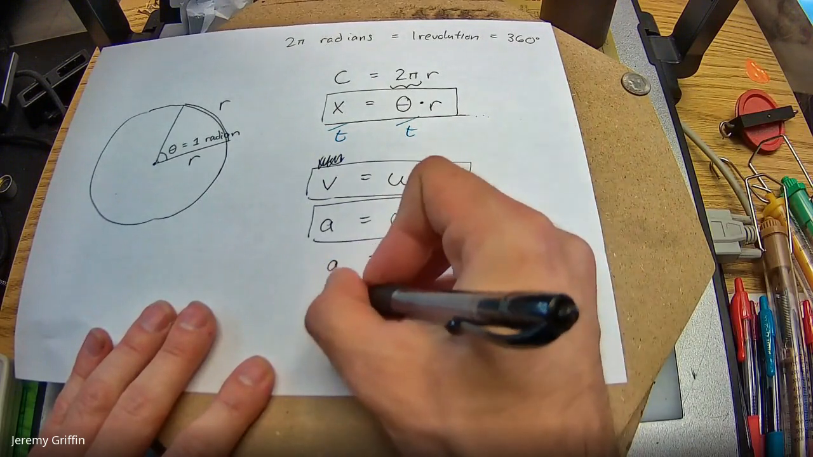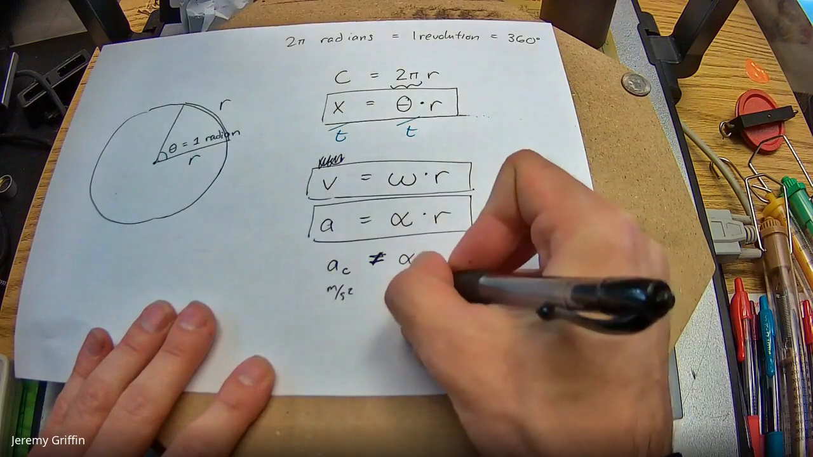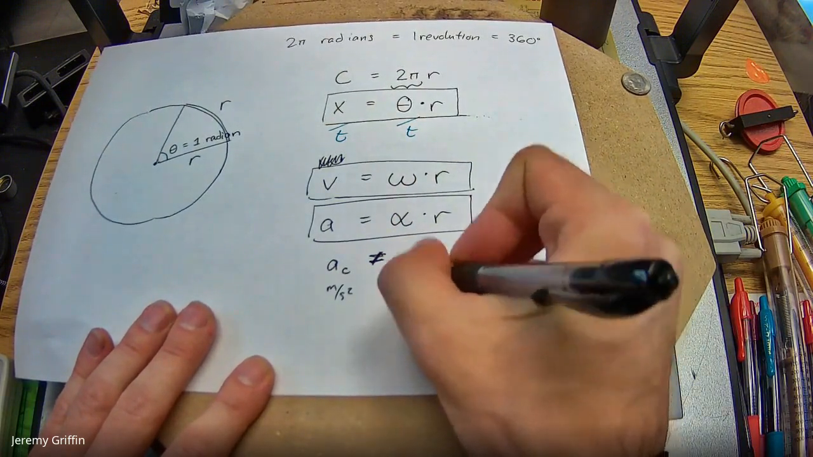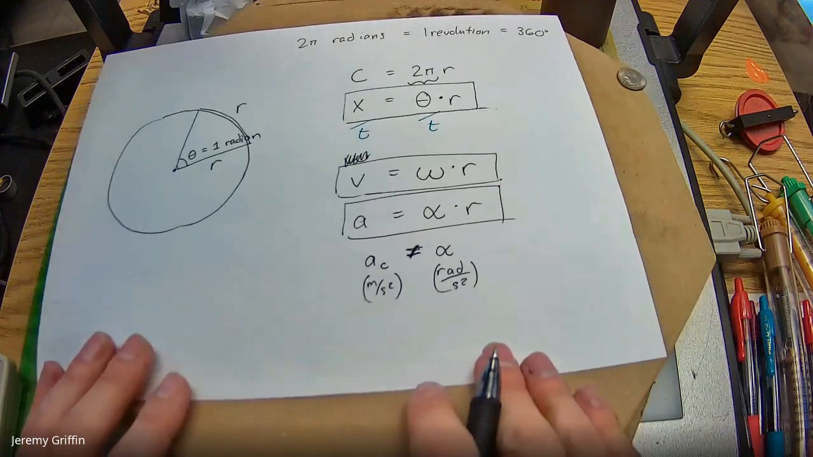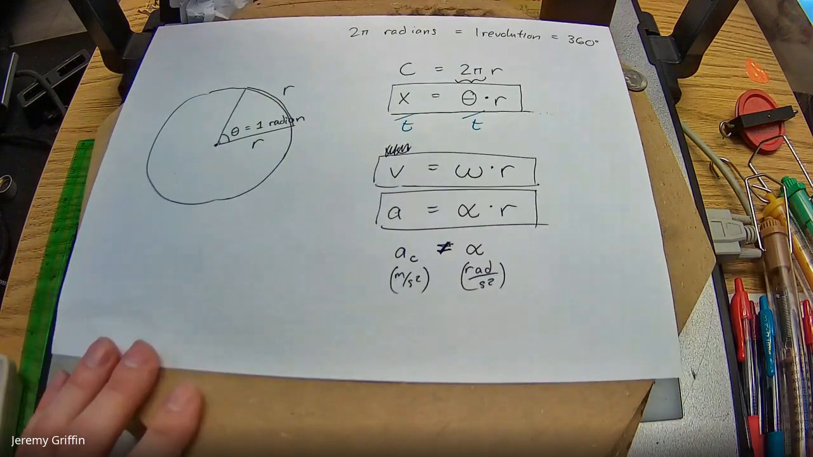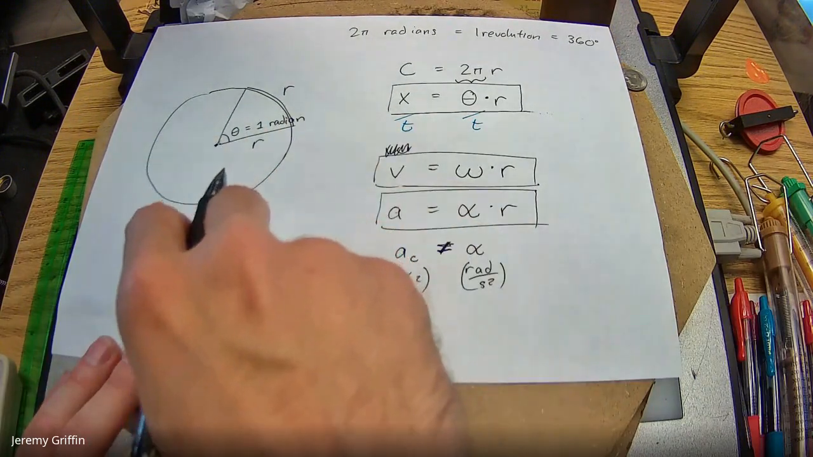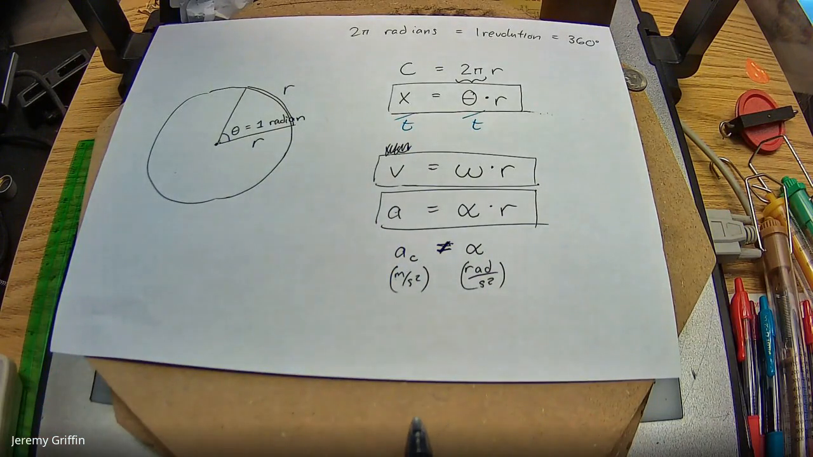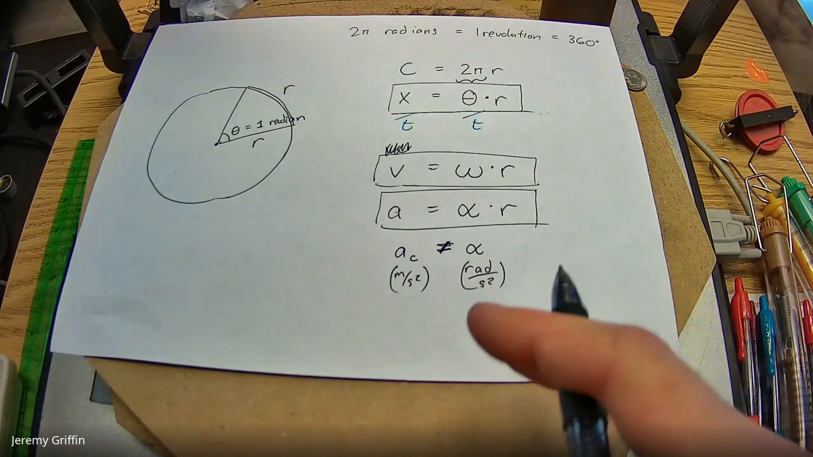Centripetal acceleration is in meters per second squared. Angular acceleration is in radians per second squared. So not even the same units, totally different concepts, right? You know what else we could do with this? You guys remember those three kinematic equations relating distance, speed, time, acceleration, all that stuff?